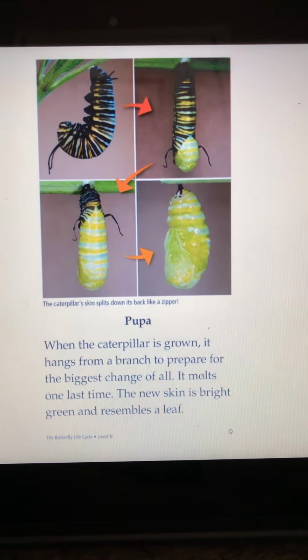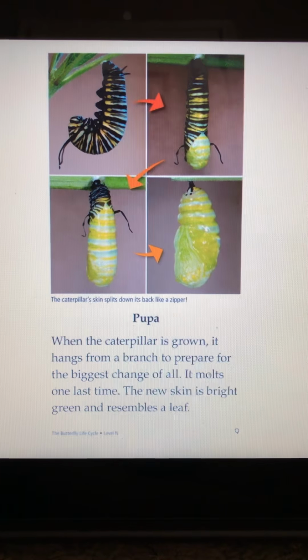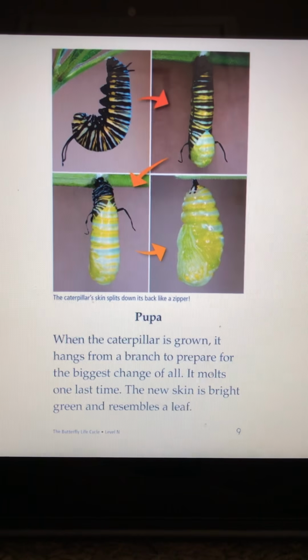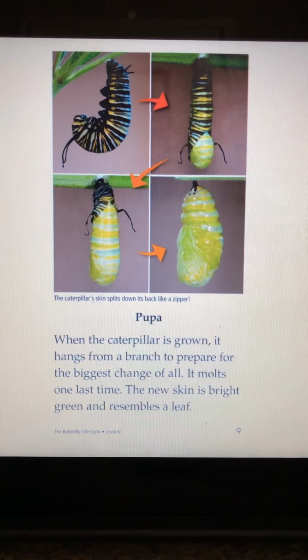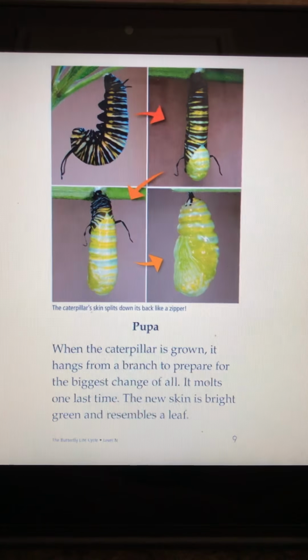A pupa. When the caterpillar is grown, it hangs from a branch to prepare for the biggest changes of all. It molts one last time. The new skin is bright green and resembles a leaf. So in our picture we have the caterpillar going into its shell.